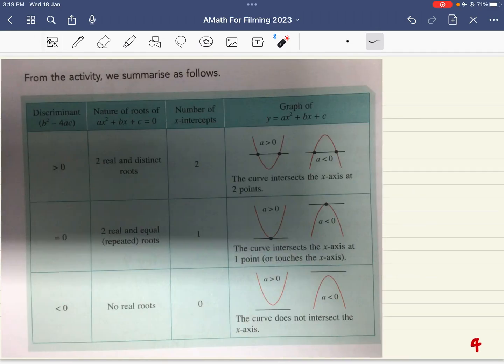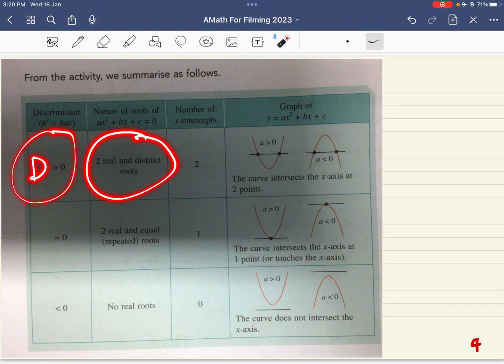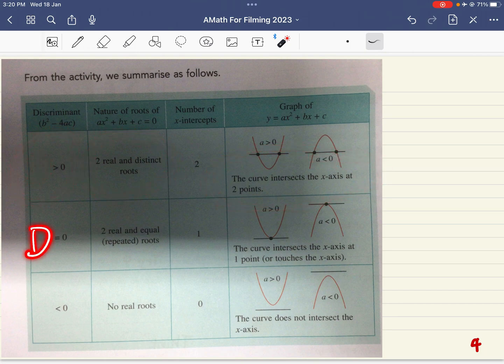To make sense of all of this, there is this slide over here, which is also taken from your textbook itself. When the discriminant is greater than 0, it implies two real and distinct roots. The curve will intersect the x-axis at 2 points. When my discriminant equals 0, my graph will only intersect the x-axis at a single point.